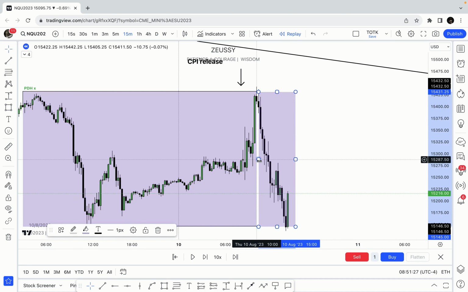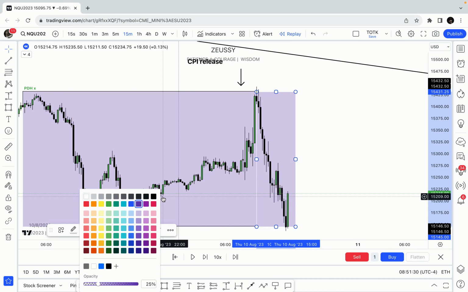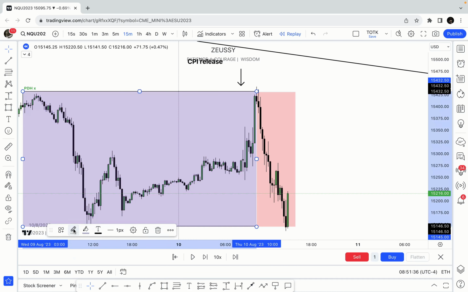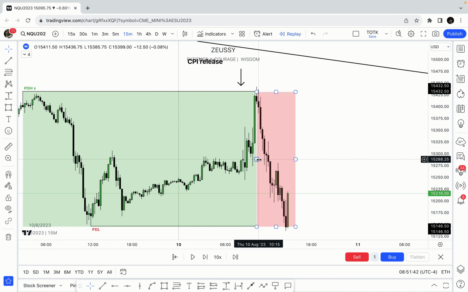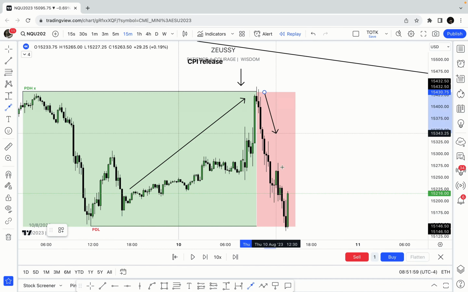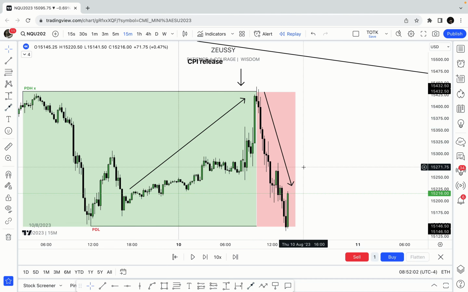Now I want you to be very honest with me when you look at this. I'm going to make this red and this green. Look at the green box and look at the red box. What move would you rather participate in? Would you rather participate in this slow price action up? Or would you rather participate in this quick price action down? I'm guessing that your answer is that you want to learn how to participate in this downwards move here.